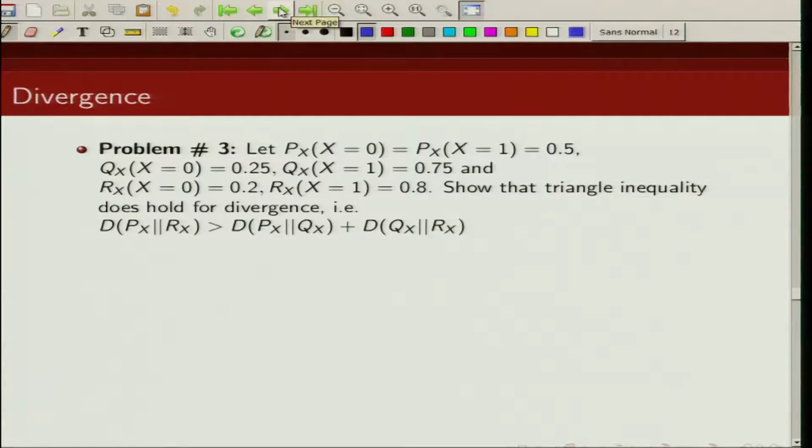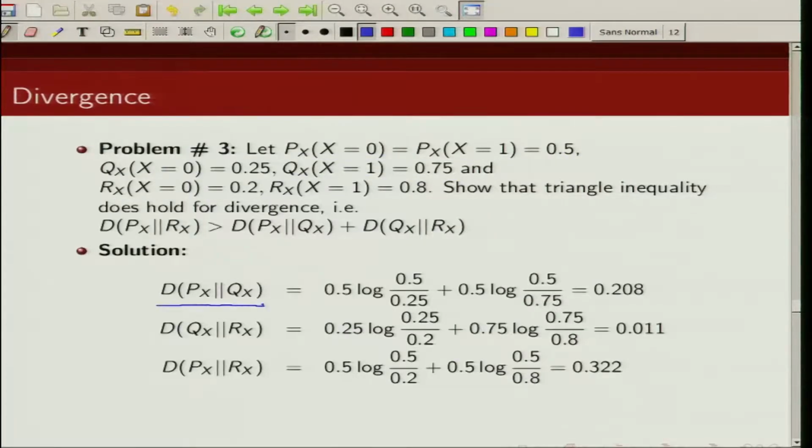Now let us look at another problem. We want to demonstrate with the help of a simple example that divergence, the relative entropy, does not satisfy the triangle inequality. So I have given you three probability distributions: p of x, where x equal to 0 and x equal to 1 are both 0.5; q of x, where x equal to 0 is 0.25 and x equal to 1 is 0.75; and these are all binary random variables taking 0 and 1. And r of x, where x equal to 0 is 0.2 and x equal to 1 is 0.8. We want to show that the triangle inequality, in other words divergence between p and q plus divergence between q and r, is not greater than divergence between p and r. So with this simple example we want to illustrate that the triangle inequality does not hold for divergence.